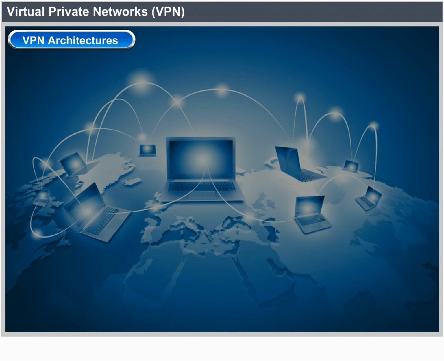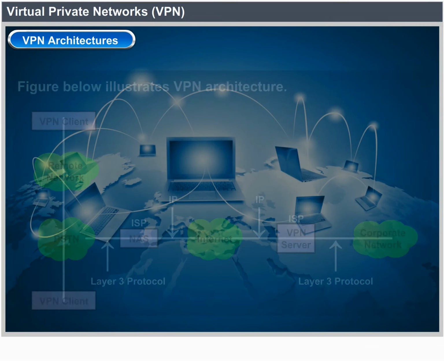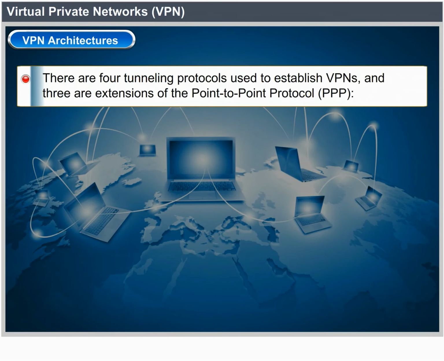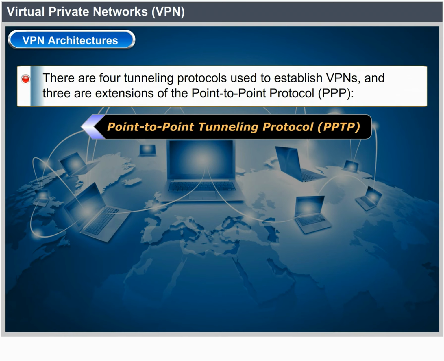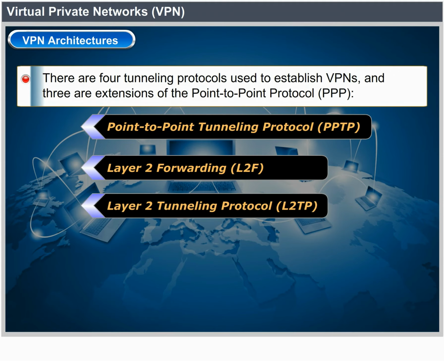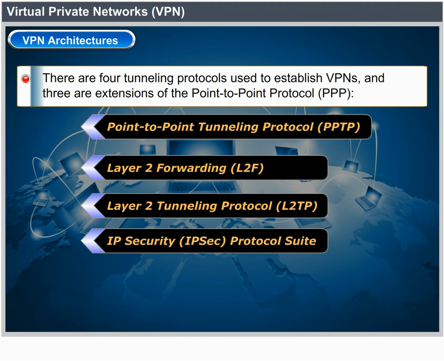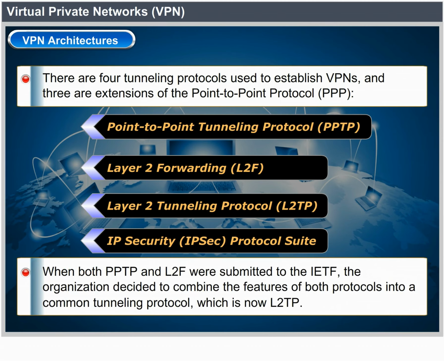There are 4 tunneling protocols used to establish VPNs, and 3 are extensions of the point-to-point protocol (PPP): Point-to-Point Tunneling Protocol (PPTP), Layer 2 Forwarding (L2F), Layer 2 Tunneling Protocol (L2TP), and the IP Security (IPsec) protocol suite. When both PPTP and L2F were submitted to the IETF, the organization decided to combine the features of both protocols into a common tunneling protocol, which is now L2TP. The Layer 2 Tunneling Protocol was in the draft stage at the time of writing.